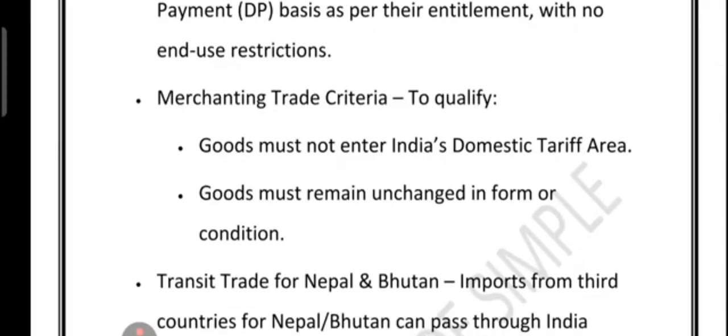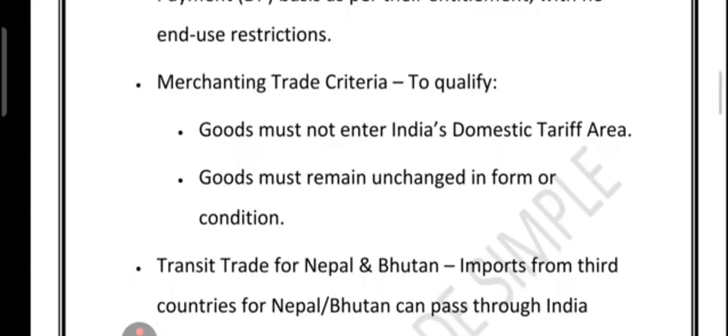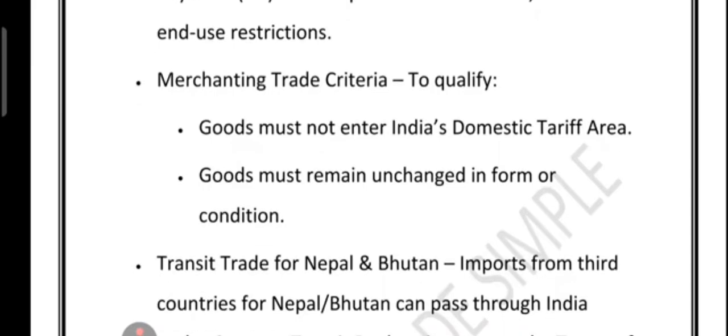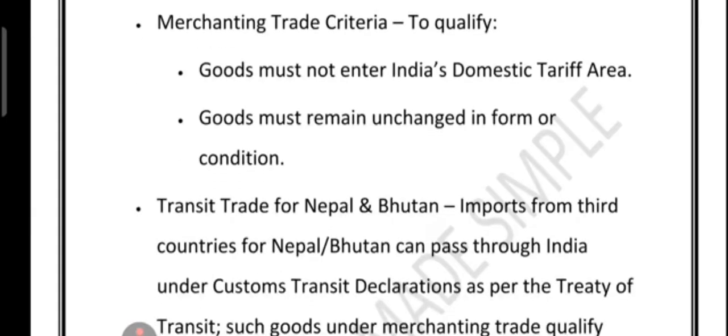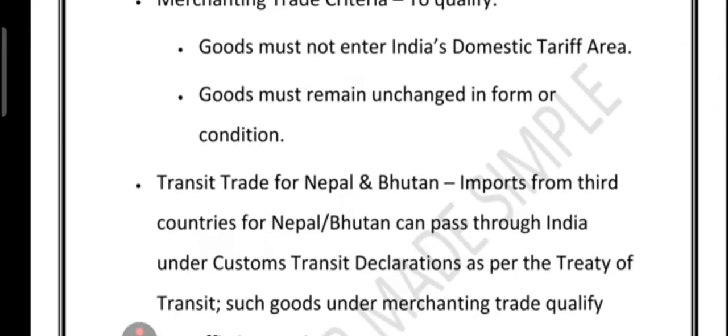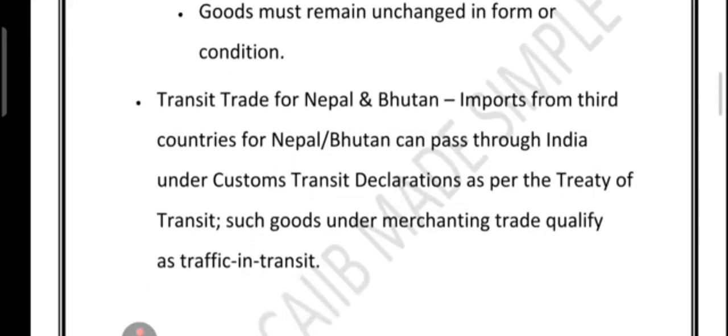So to qualify as merchanting trade, the goods must not enter India's domestic tariff area. The goods should remain in the same form, no processing or change. And for Nepal and Bhutan, goods from a third country can pass through India under customs transit declaration as per the Treaty of Transit, and in merchanting trade this counts as traffic in transit.